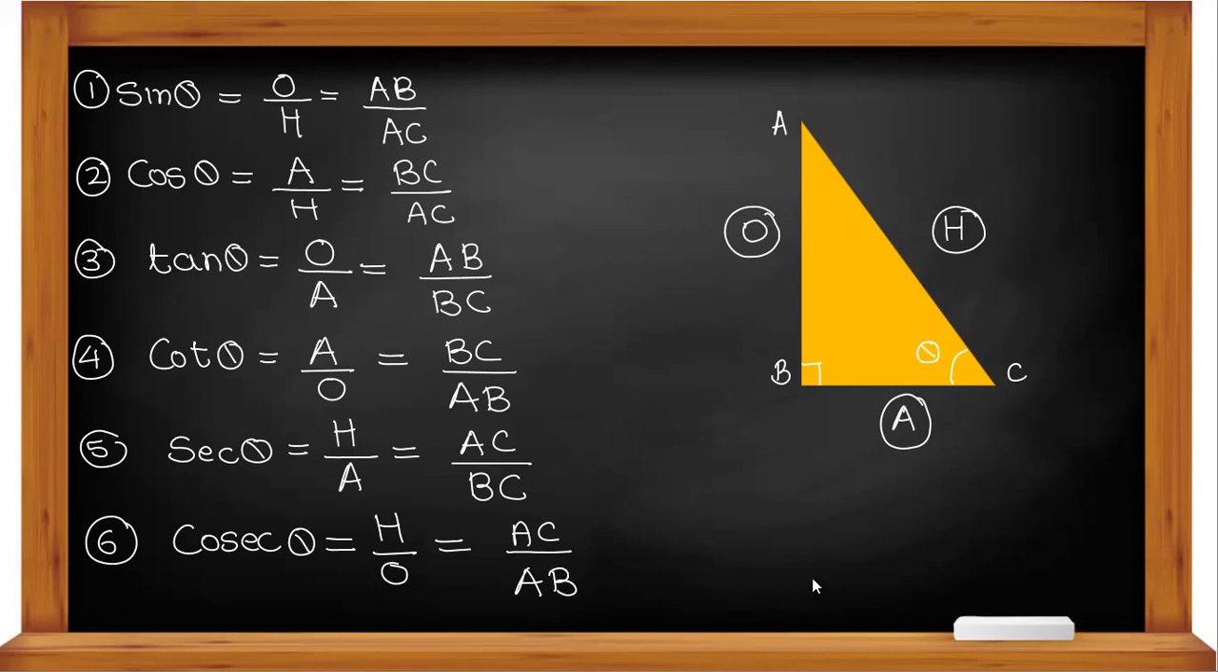So this is how you see that we have established a relationship between the sides and the acute angles of a right angle triangle. And in our next video, we will learn how these trigonometric ratios will help us to find the height of the Qutub Minar and the width of the river.